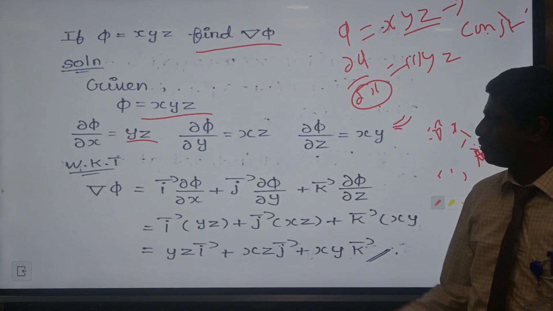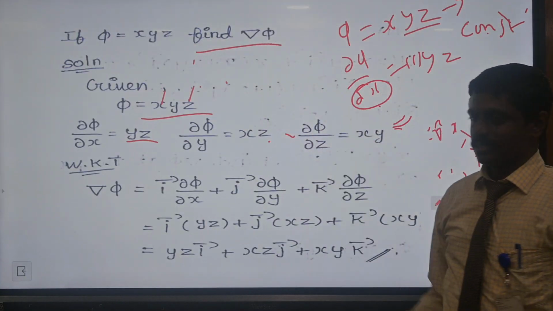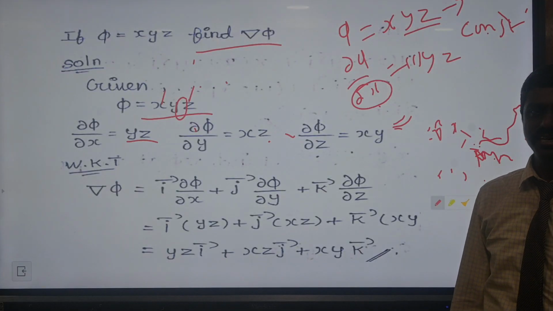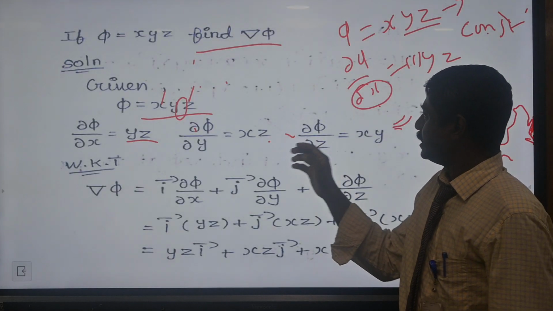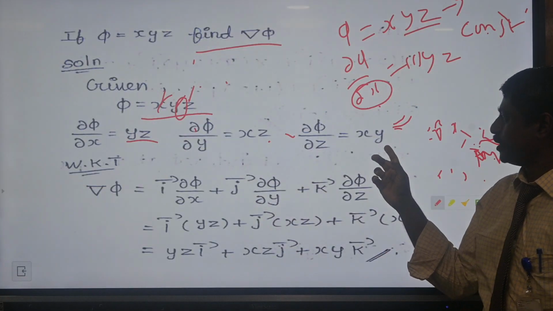Now differentiate partially with respect to y. Now x is constant. So differentiation of y is 1. Now next differentiate partially with respect to z. Here x, y is a constant. Differentiation of z is 1. So I get xy.